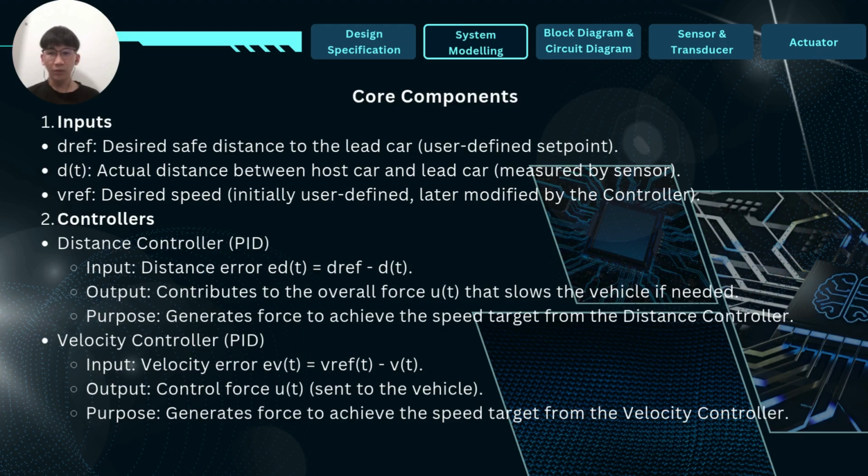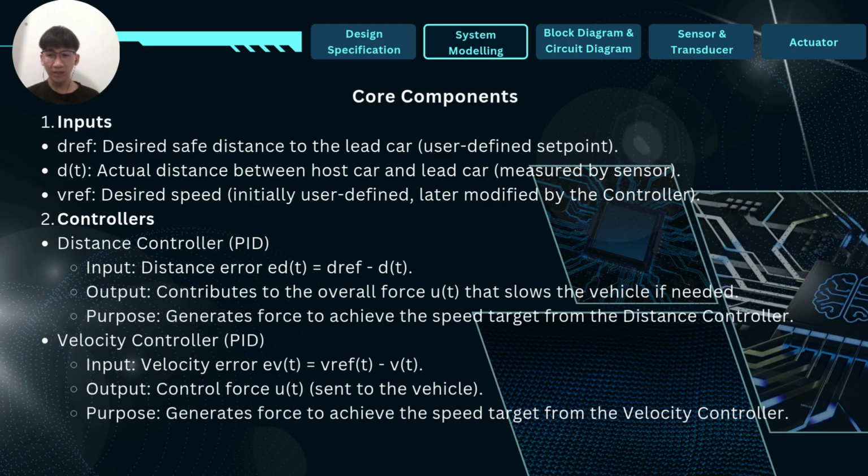This slide shows the core components of our cruise control system. There are three main inputs: dref, the desired safe distance set to 0.2 meters; dt, the actual distance from the lead car measured by the ultrasonic sensor; vref, the desired speed which can be adjusted based on distance error.